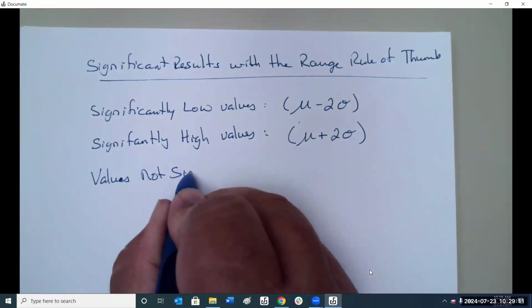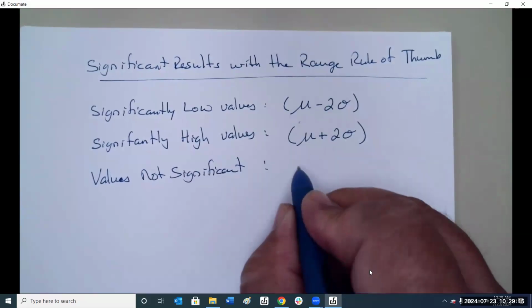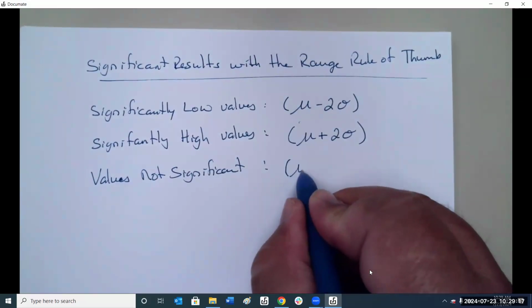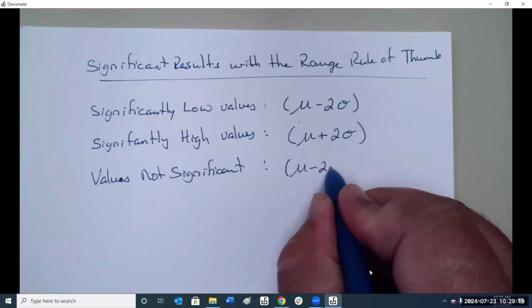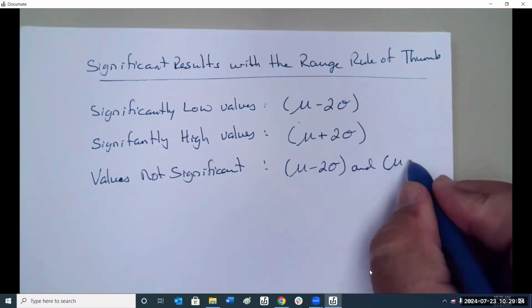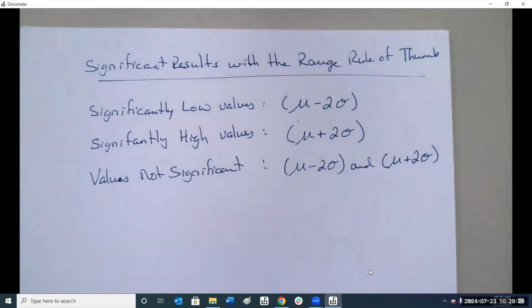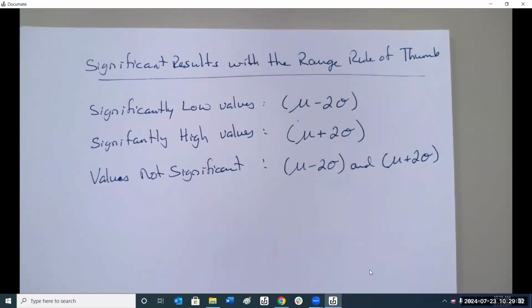Values that are not significant are anything between the mean minus 2 standard deviations and the mean plus 2 standard deviations. Anything between there. Again, it's nothing new because we did that same thing last time.